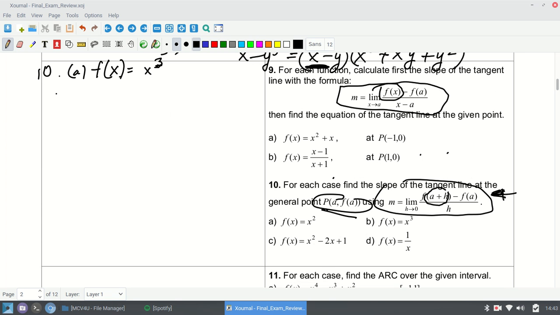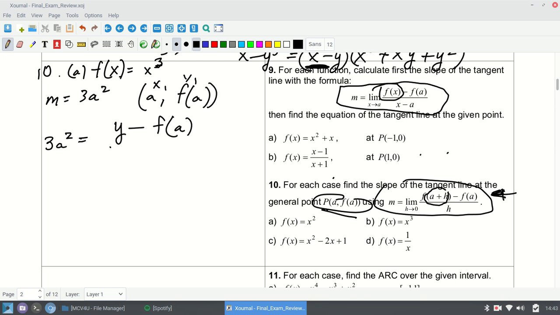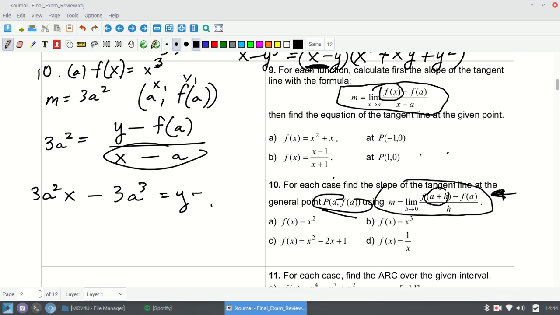So yeah, we've got m equals 3a squared. Our point is a, f of a, so this is x1, y1. So 3a squared equals y minus f of a all over x minus a. Multiply both sides by x minus a, and I get 3a squared x minus 3a cubed equals y minus f of a.